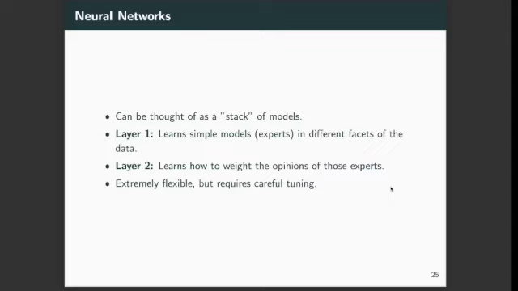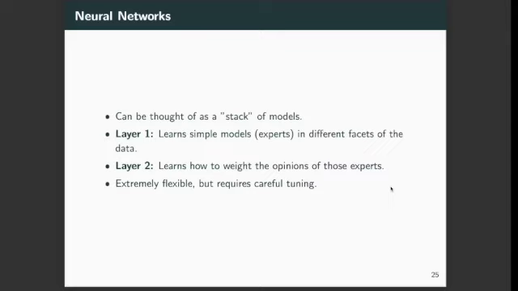Now let's briefly talk about neural networks. You can think of a neural network as a stack model where you have several layers. The first layer may learn simple models, or it can become an expert in different facets of the data, and then we have the next layer, layer 2, which learns how to weight those experts' opinions.